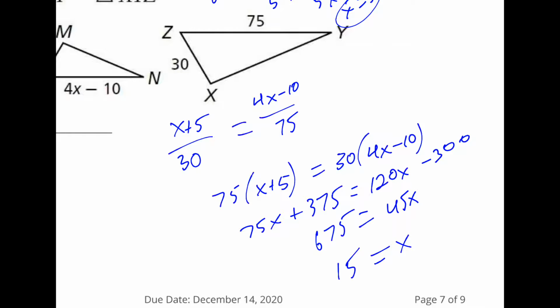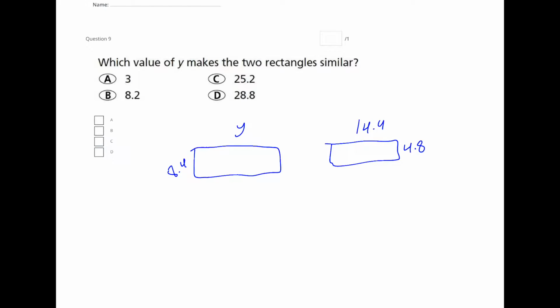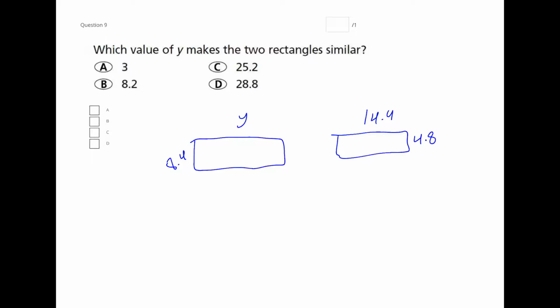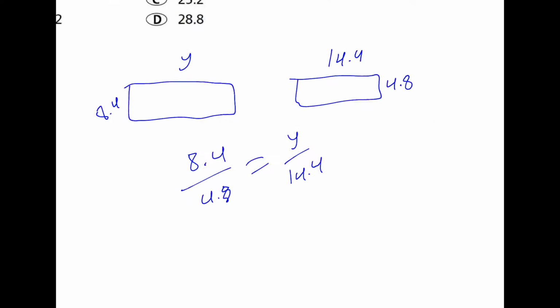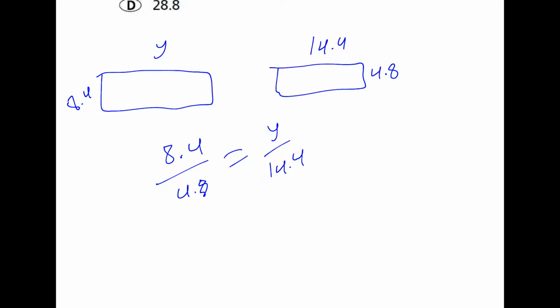Unfortunately the drawing cut off in this PDF that I made, but it was there for you, I hope. We can see that 8.4 is to 4.8 in the same way that y is to 14.4. We cross multiply. 14.4 times 8.4 is 120.96, which is equal to 4.8y. So we take 120.96 and divide that by 4.8, and y is equal to 25.2.